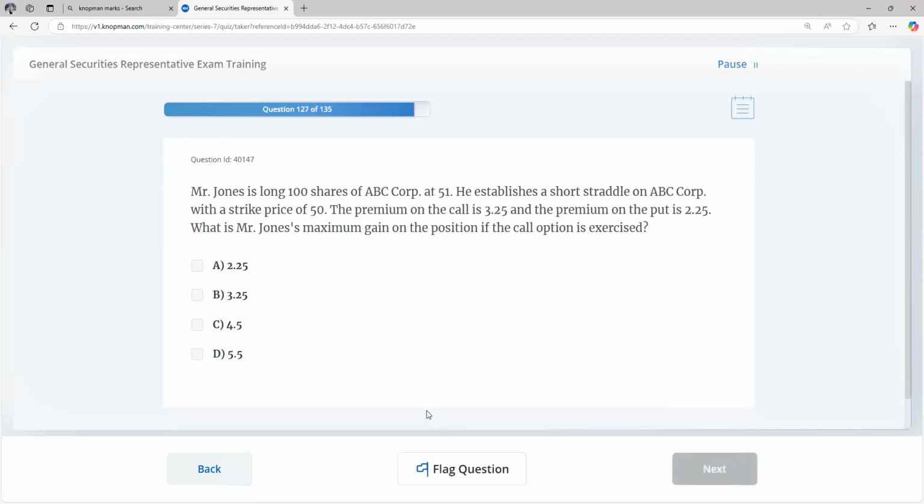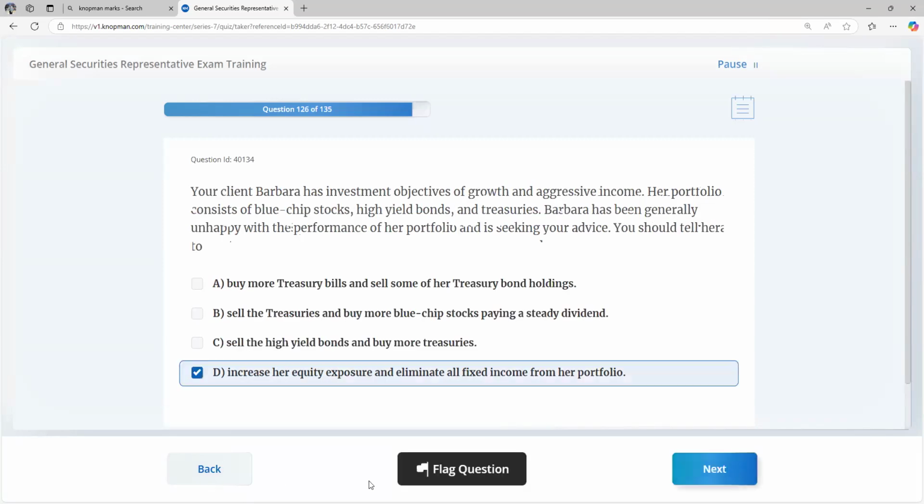I'm not quite sure about that one. Oh, wait, go back. There was one other one that looked good. Sell the treasuries and buy more blue chip stocks, paying a steady. That could be the answer. You want to do that one?